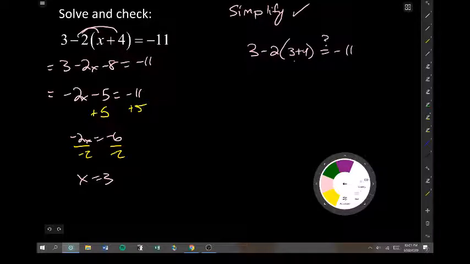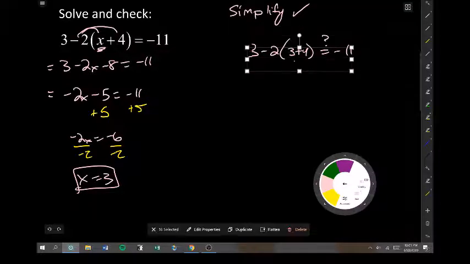When you check, put a little question mark here. We're saying, is 3 minus 2 times 3 plus 4 equal to negative 11? Like, is it? I don't know. We're not sure. We're checking. I don't want to say something is equal if it turns out they're not equal. But since x equals 3, I plugged a 3 in for this x. I should probably write down that initial equation first. I'll have you do that also.